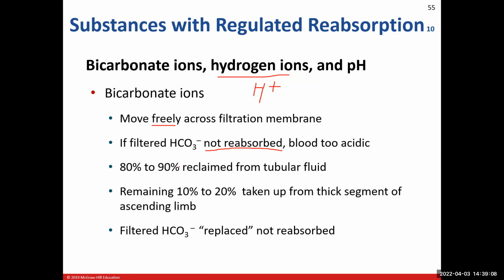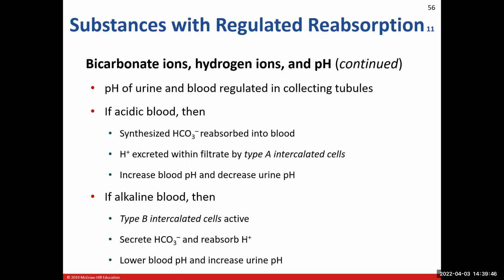So pretty much 80 to 90% of the bicarbonate that was filtered out is going to be reclaimed from the tubular fluid, and I'll show you how that works in a moment. And then anywhere from 10 to 20% will then be taken up by the thick segment of the ascending limb. That's the second part of the nephron loop. So keep in mind, this is very important. Any bicarbonate that was filtered out is not resorbed. We're going to recreate it, or we're going to replace it. And I'll show you how in a moment.